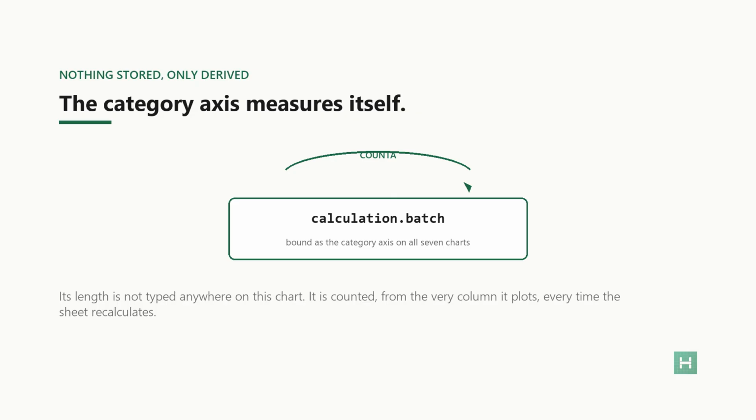What makes them awkward here is this chart's horizontal axis. Its categories are not cells I typed. They are a name that measures the batch column and takes whatever length it finds, so the plot is a different width on different days. A 2-point line needs an endpoint, and the end keeps moving. A helper column has to match an axis that changes length on its own.